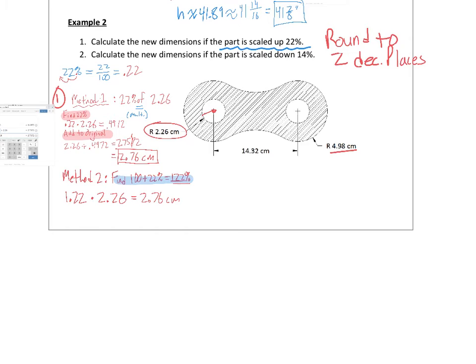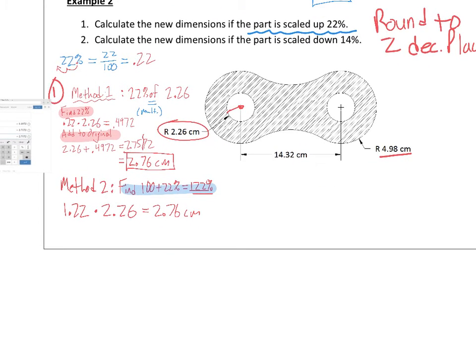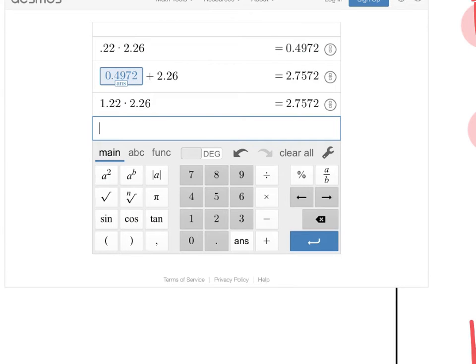Okay, and so we can do the other ones here. Let's go ahead and try that for 14.32, which is this distance. Okay, and then 4.98. So 14.32. If we have 14.32 and we want to bump that up, just multiply that by 1.22. And we get 17.47.